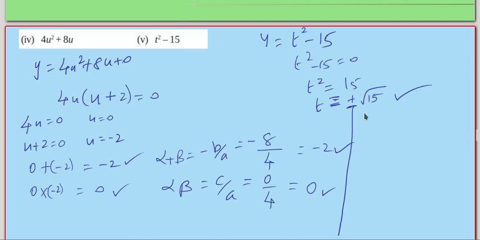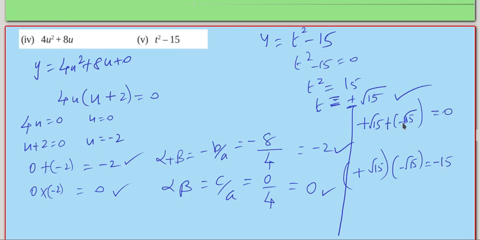If we add the two zeros, plus root 15 minus root 15, both are of different sign, so it becomes 0. So the sum of the zeros is 0. Product of the zeros, plus root 15 into minus root 15. Root 15 into root 15 becomes 15 itself, and plus into minus becomes minus. Minus 15 we will get, the product of the zeros.